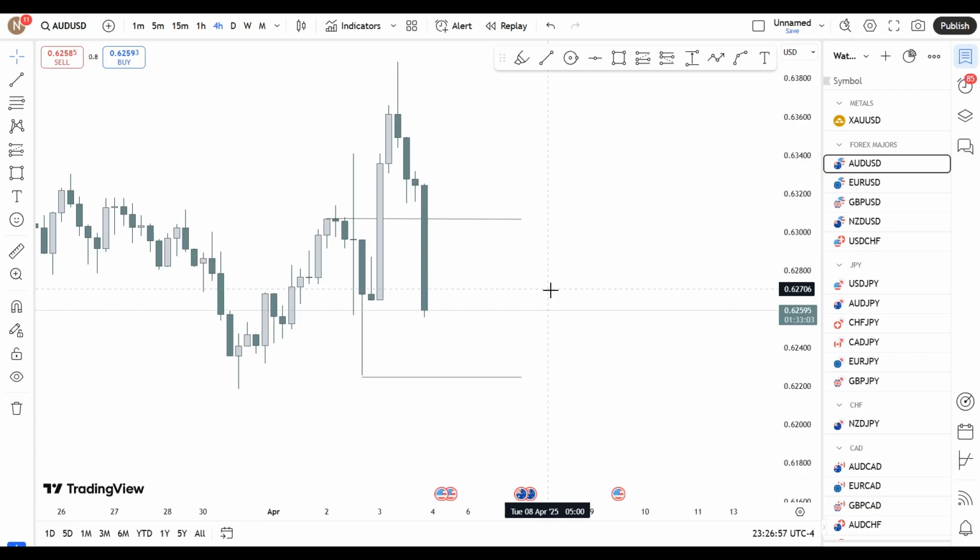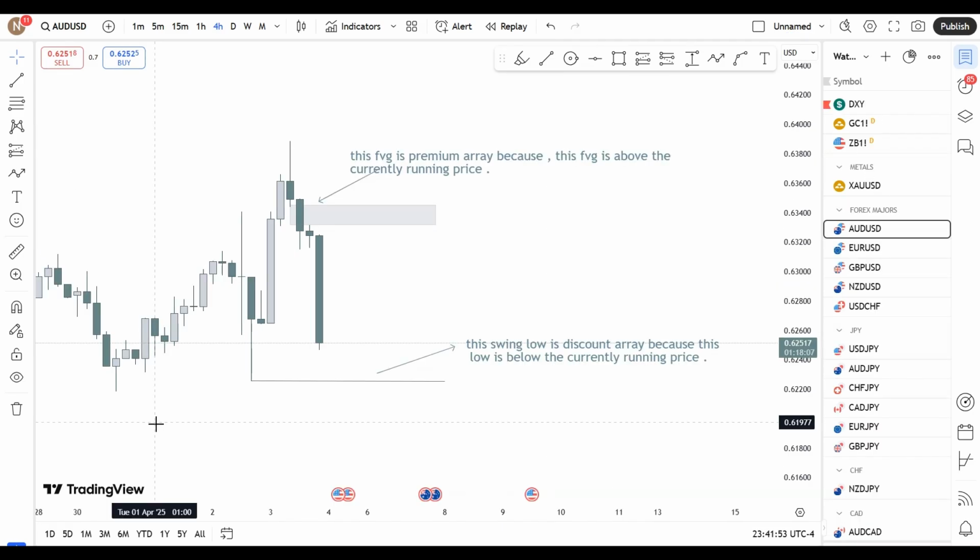If any array that we are marking is above the current running price, then that is our premium array. And if any array that we are marking is below the current running price, then that is our discount array. For example, if any fair value gap, order block, mitigation block, breaker block or swing points is above the currently running price, then they are our premium arrays. And if any of them is below the current running price, then they will be our discount arrays.